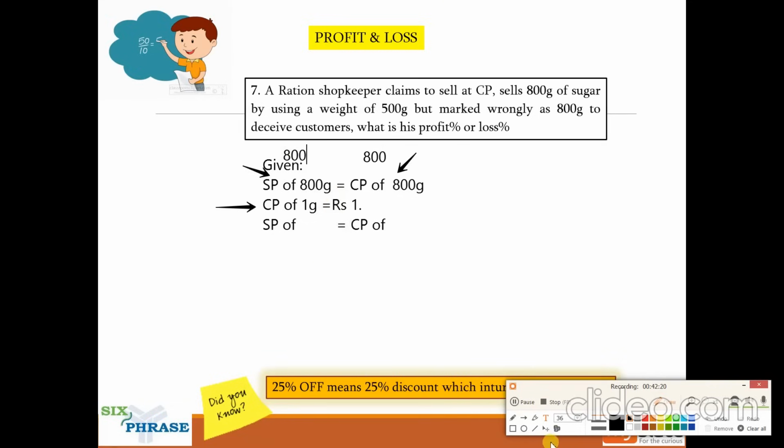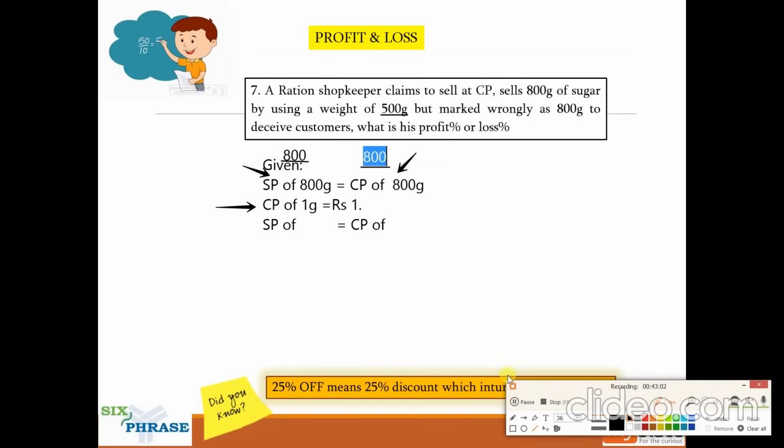So this is what he is claiming. That is why this first equation came about. He says his cost price is 800, and he is giving it away at the same price, so his selling price also becomes 800. Now, but we and the shopkeeper know he is not actually giving you 800 grams. How much is he actually giving? He is actually giving you 500 grams. Did you notice that? So his cost price, guys, is actually not 800. His cost price is actually 500.